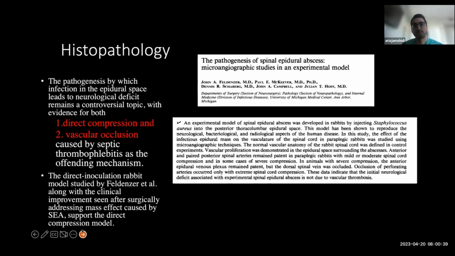This is something that has a little bit of controversy. And what I'm talking about is the pathogenesis by which infection in the epidural space leads to a neurological deficit.